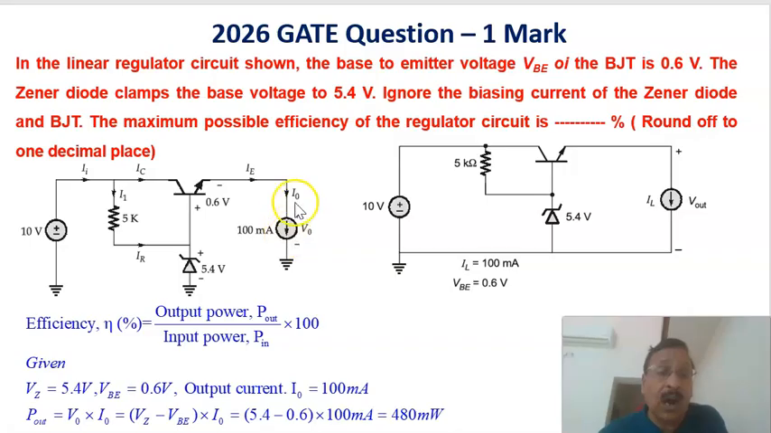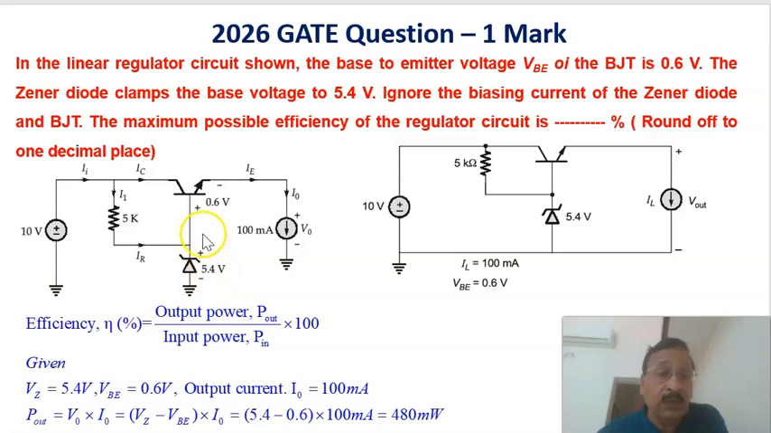Now what is the efficiency? Efficiency is nothing but output power divided by the input power, expressed in percentage, that is P out divided by P in, into 100. That is the efficiency of this regulator. Now coming to the output power first. Output power means we have to find out what is the output voltage. Output current is already given as 100 milliamperes.